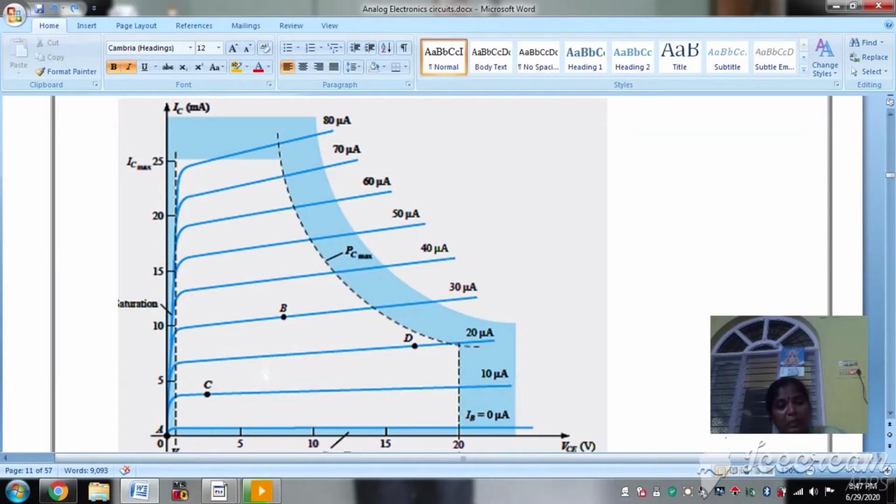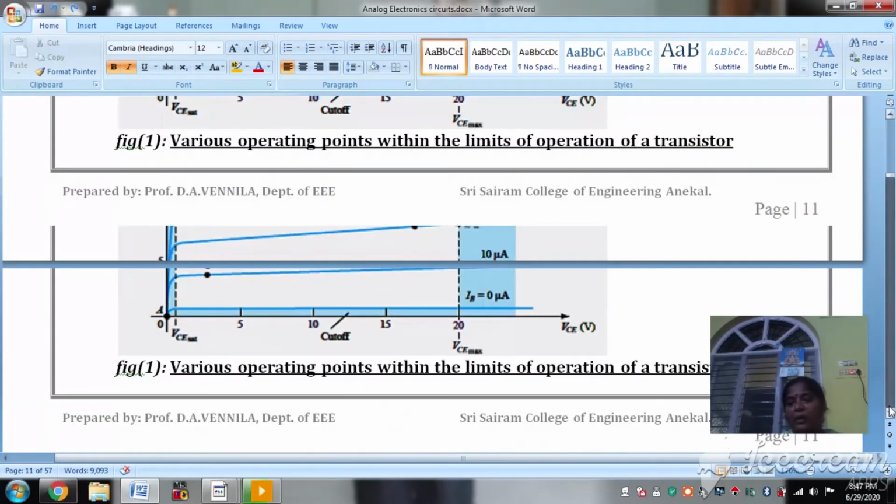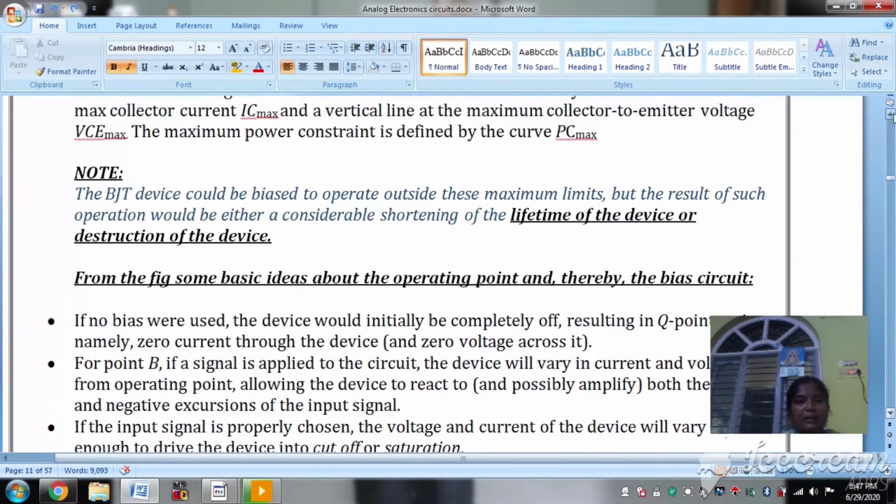In this case the transistor will not work at this point. At this point you will have the voltage here, and the current here. At this point B, the transistor acts as a perfect amplifier. At this point D, only the voltage will be amplified more; your current will not be amplified that much. So different points will give different results.